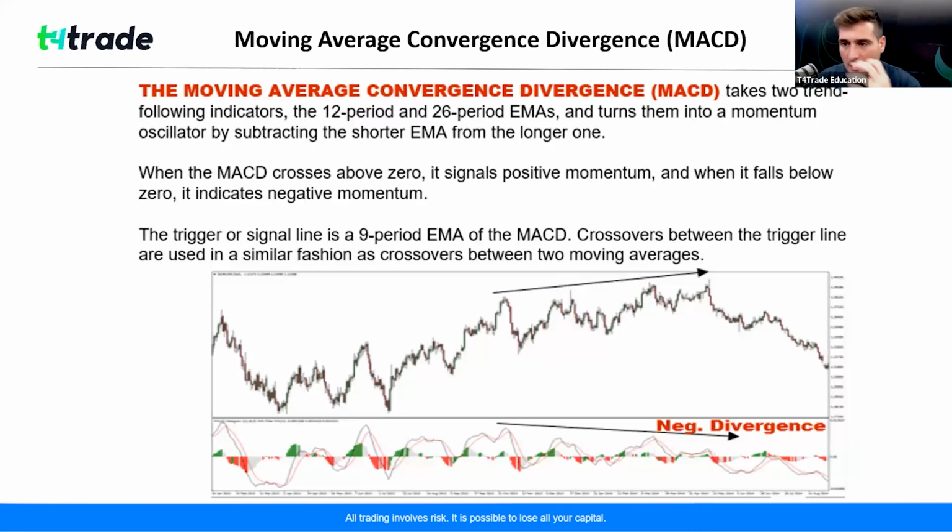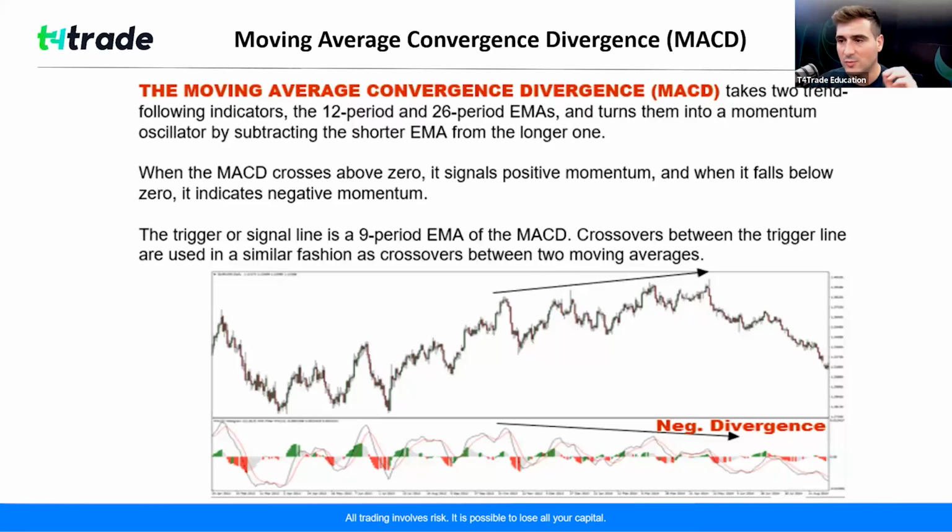Please bear with me. Now, the trigger line, I'm giving you a different name here. Most people know it as a signal line. This is the one I mentioned. It's a 9-period exponential moving average of the MACD line. You will see its usefulness. When you have crossovers, that means one line is cutting above or below the other one. It signals specific things, and you will understand what I mean by this.